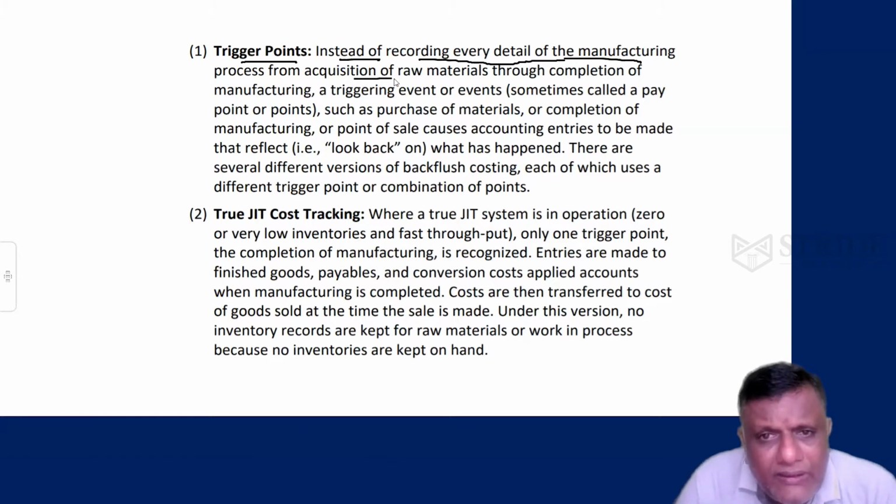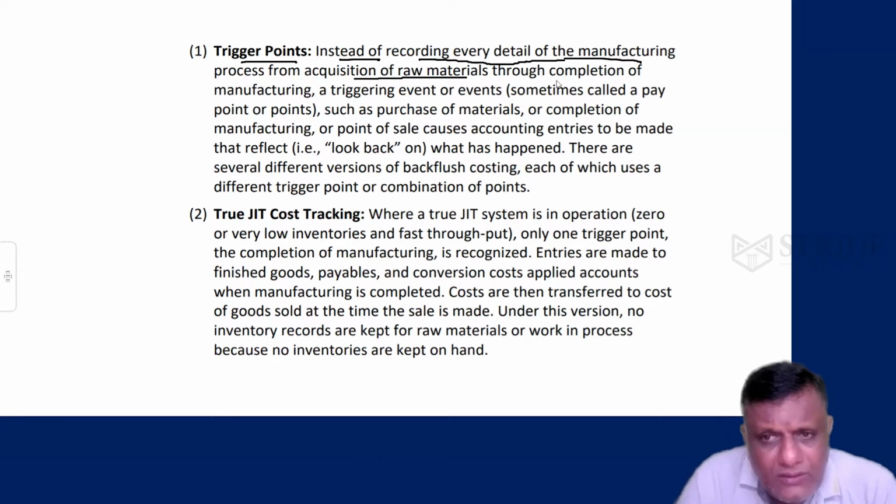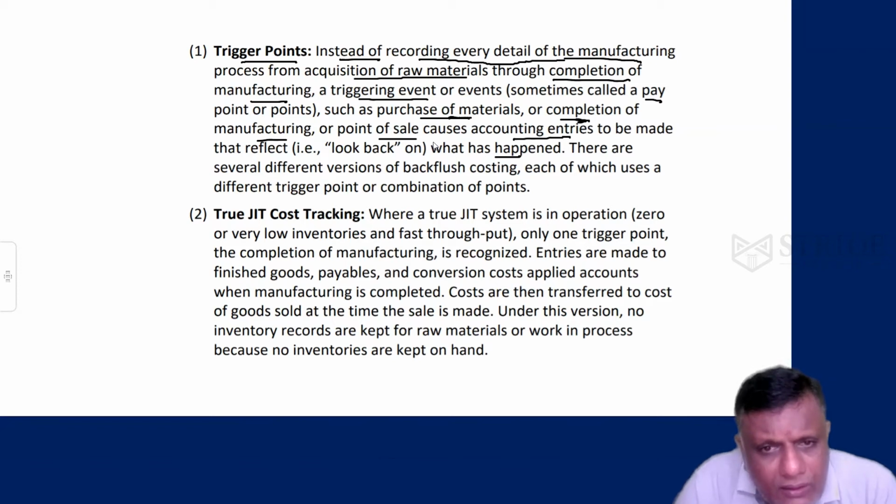For example, when raw materials are acquired, generally we record the transaction. Then it is put into the manufacturing process, and automatically the triggering events start. So any purchase of material or completion of manufacturing is called a trigger point or pay point. Either purchase of material, completion of manufacturing, or point of sale, an accounting entry is generally done. Purchase of material, entry. Manufacturing completed, entry. Similarly, point of sale, POS, entry. Sale has happened, entry.